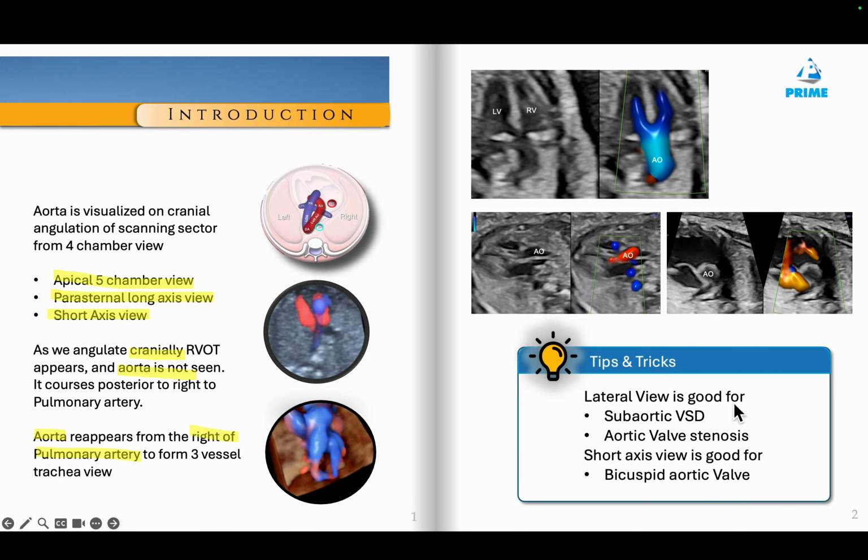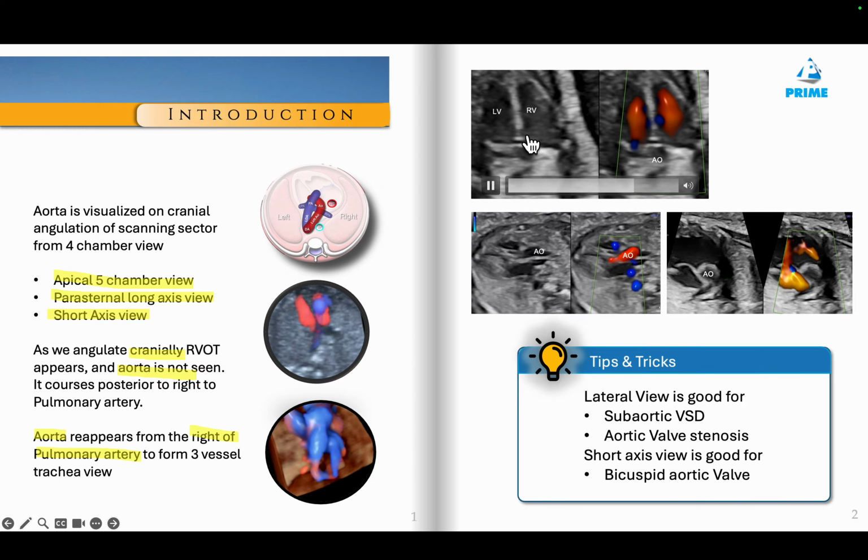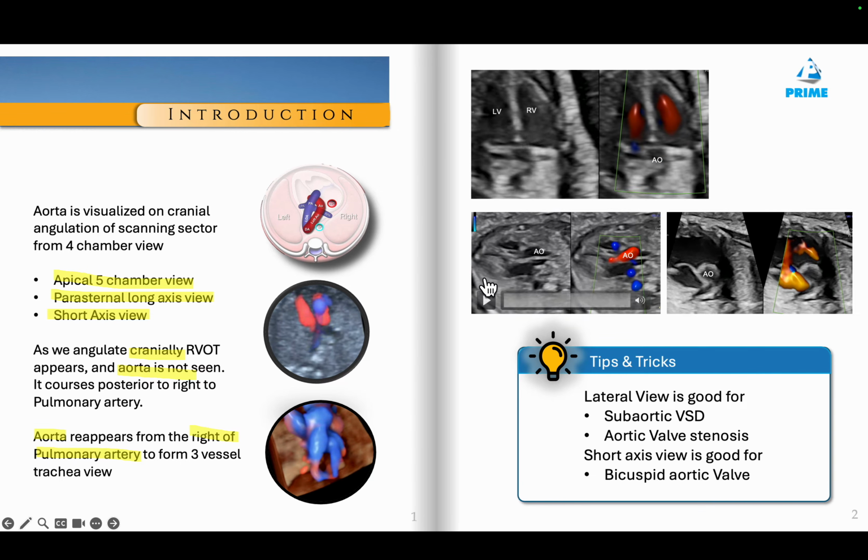Now the lateral view, for example, I'll show you. This is the apical 5-chamber view. It's okay to see an overriding of the aorta, but for a subaortic VSD, the lateral view, the lateral 4-chamber giving rise to the parasternal long axis view, is the best to see because here the VSD flows are seen which are actually perpendicular to our scanning jet.